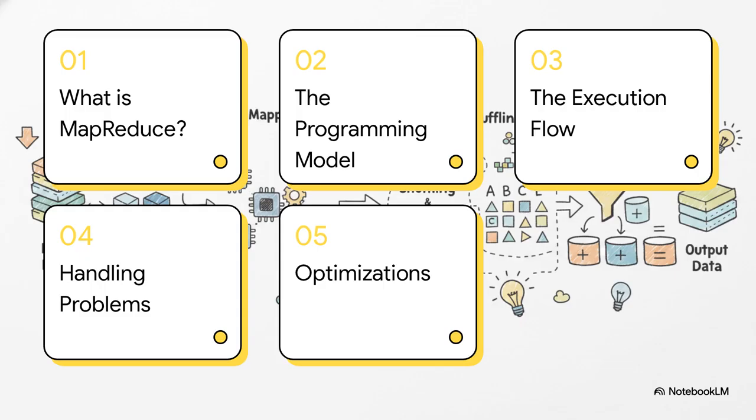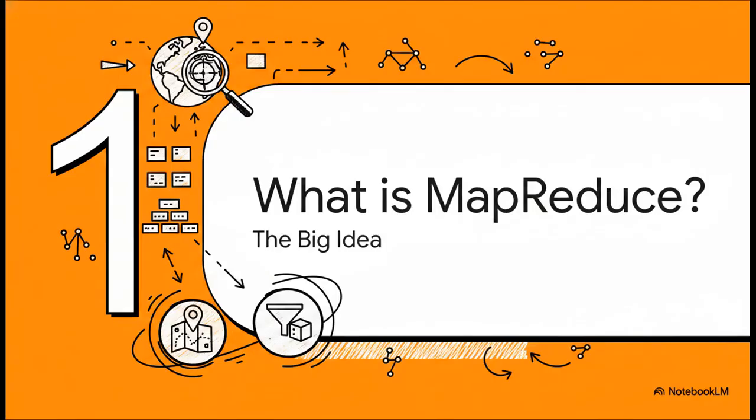All right, here's our game plan. We're going to break this down into 5 key parts. First, we'll get into what MapReduce even is, like what problem was so huge that it needed this brand new approach. Then we'll look at the programming model, which is actually surprisingly simple. After that, we'll follow a job through the system, see how it deals with failures, which are going to happen, and finally, check out the smart optimizations that make it all run so fast. So let's start with that big idea.